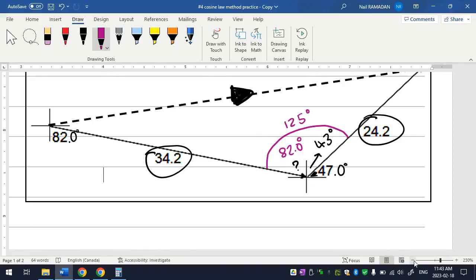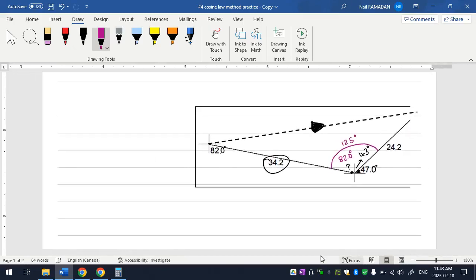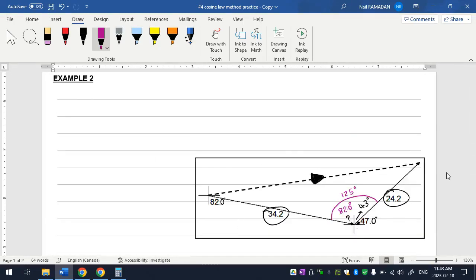Okay, so again, we'll proceed the same way. I'm going to call this one C, which means this is C. I'm going to call this one A, which means this is A. I'm going to call this B, which means this is B. So C squared equals A squared plus B squared minus 2AB cosine of C. I can do it on the same line. A happens to be chosen to be 24.2.